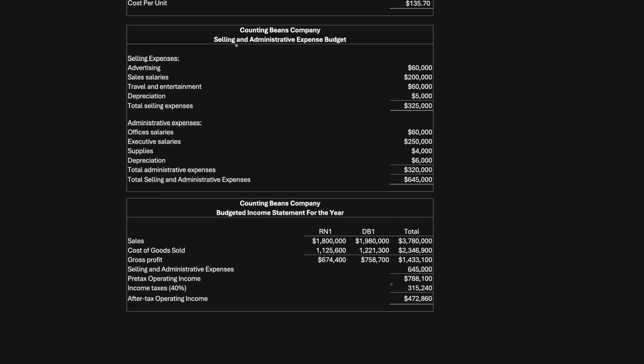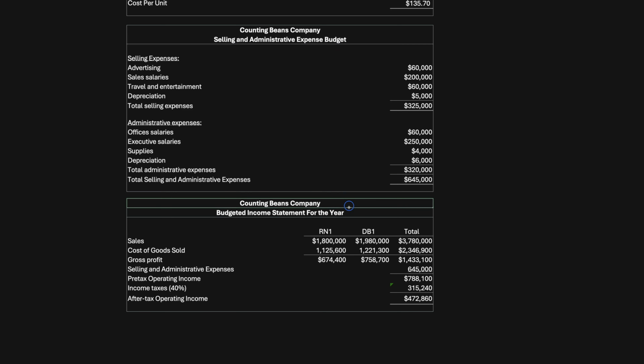Now, we were given the selling and administrative expenses earlier on in the question. So if we just take all of that together, we have $325,000 in selling expenses, $320,000 in admin expenses, for a total of $645,000 in selling and administrative expenses.